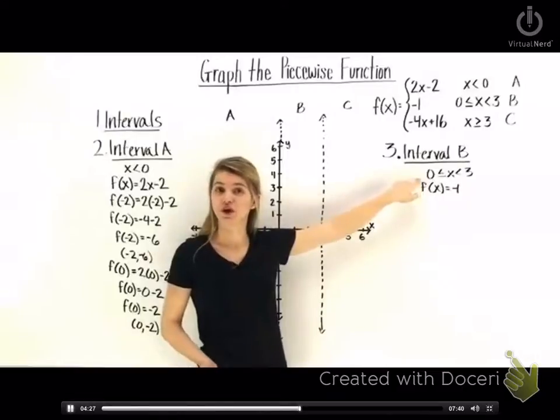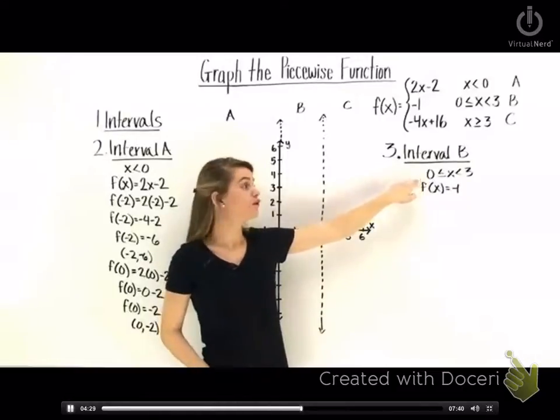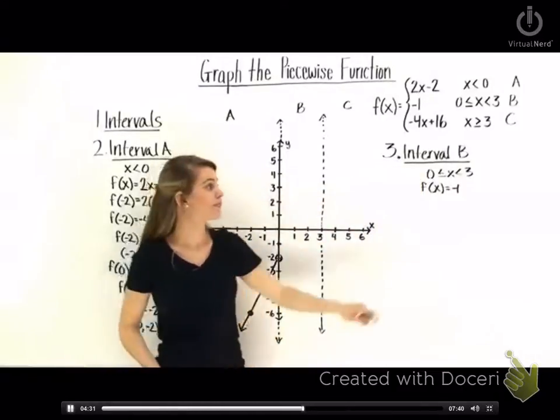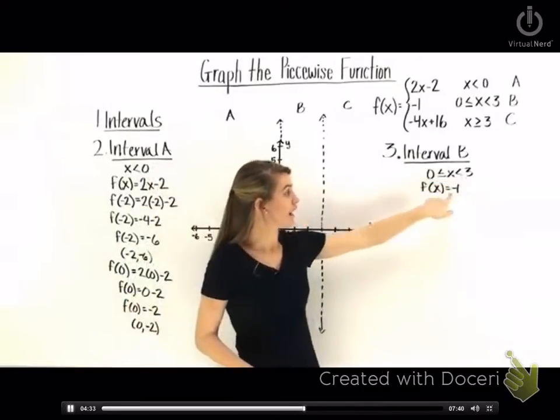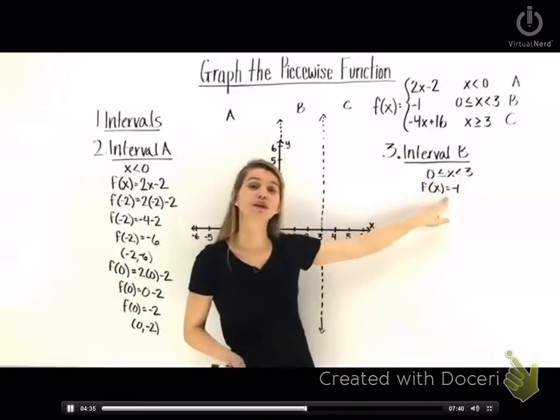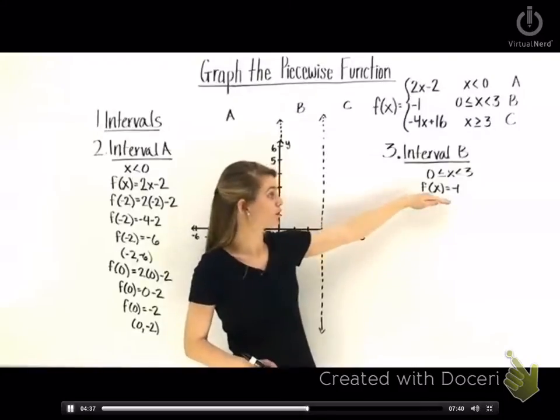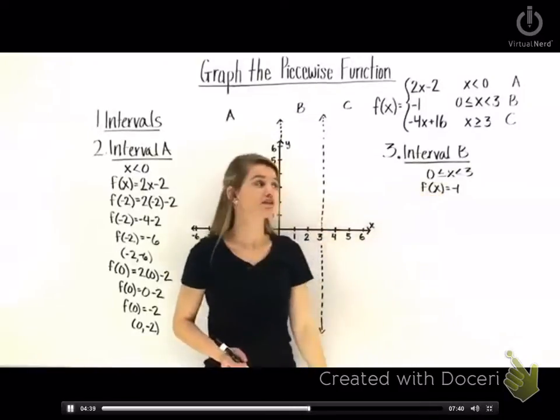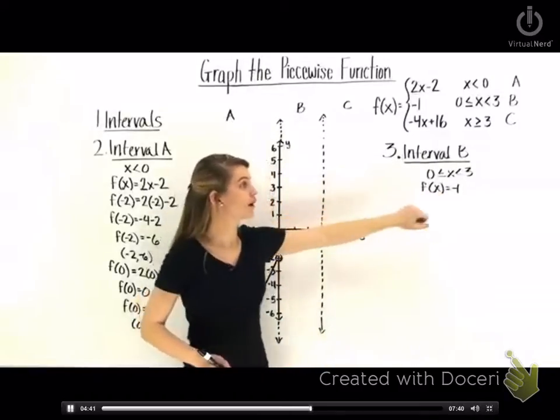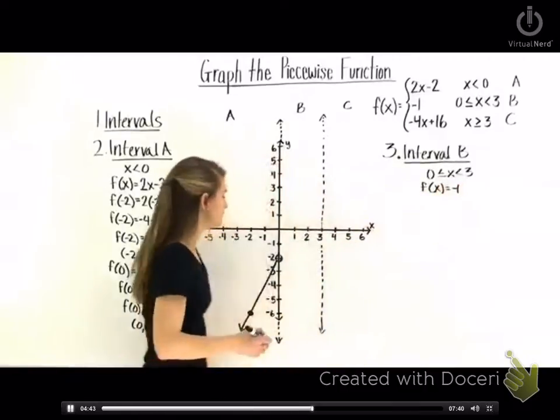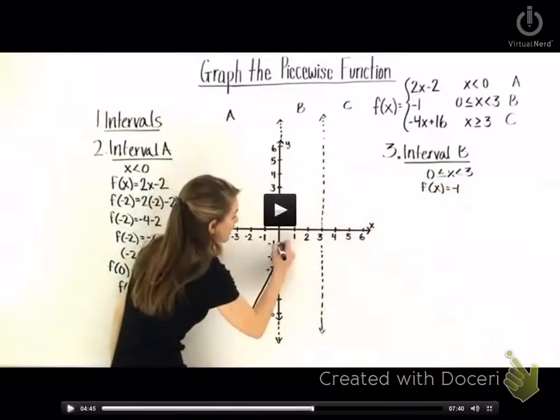Here, x is greater than or equal to 0. That means 0 is included, so we need a closed circle at 0. Less than 3 means 3 is not included, so we need an open circle at 3. So we want a straight line at y equal to -1 with a closed circle at 0 and an open circle at 3. So let's go ahead and draw that.